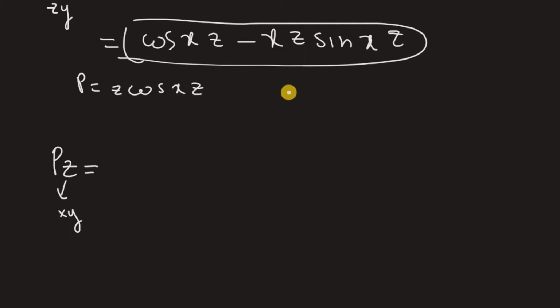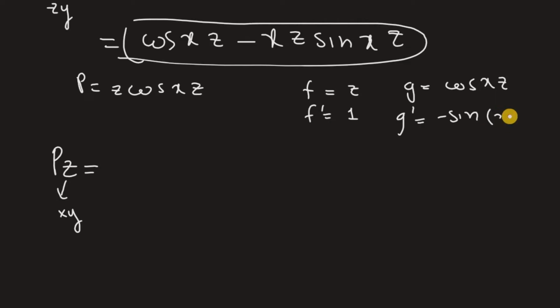Okay, again this is a product rule. So here f is z, g is cosine of xz, f prime is 1 since we're differentiating with respect to z, g prime is negative sine of xz, but remember we need to multiply by this inside function. And what's the derivative of this inside function? So here it's gonna be x only, right? Because the derivative of z is 1 and x is a constant, it's gonna stay over there. So then it becomes negative x sine of xz.